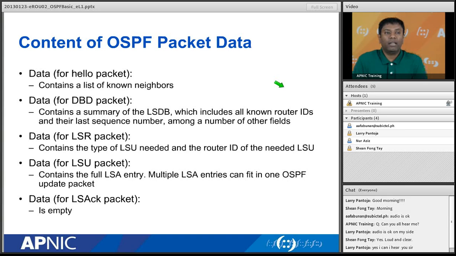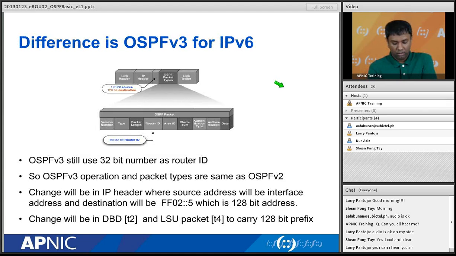For link state requests, that contains the router ID of the router who is asking for the link state request, right? For link state update, the full LSA will be contained in the data part of the link state update packet, right? And for the acknowledgement packet, the data part is all empty. Only the header will be sent. Make sense? This is how the packet has been structured for OSPF.